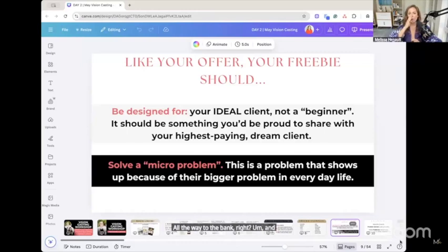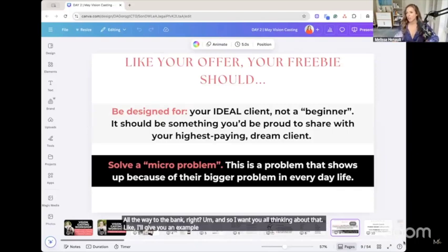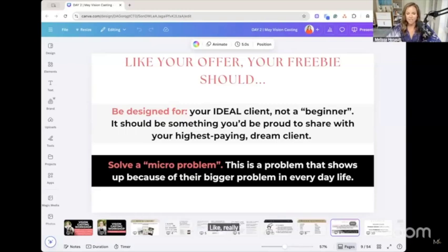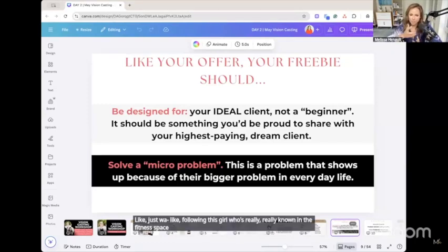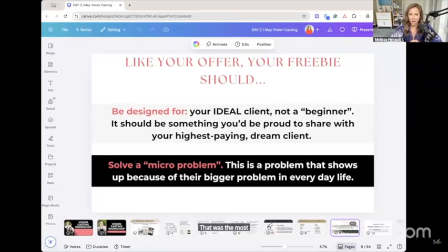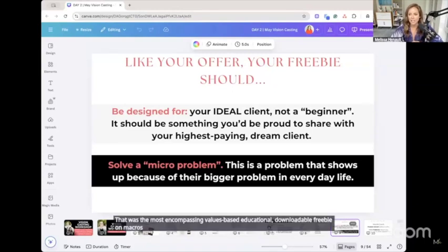And so I want you all thinking about that. I'll give you an example. About 2 years ago, I really got into the science of macro tracking, and I started following this girl who's really well known in the fitness space, and she had a downloadable freebie that was the most encompassing, values-based, educational, downloadable freebie on macros that I have ever seen in my life. It was of such high value.